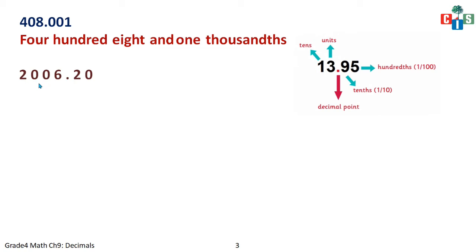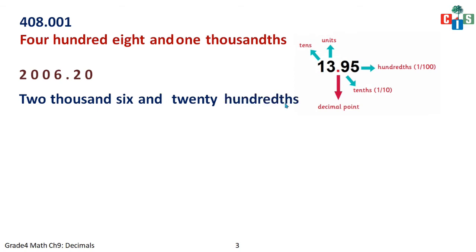You will write 2006.20. Now for the second method, what will you write? 2006, and for the point you will write "and", and it is 20 here. Okay, you will write 20. Fine. And what's the place value of the last digit? It's 100. Yes, so 100.